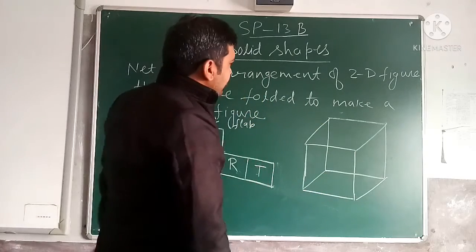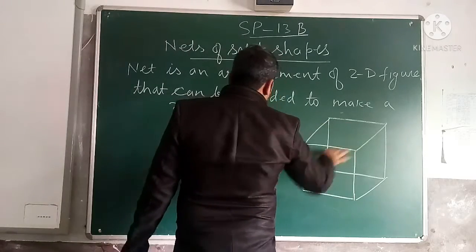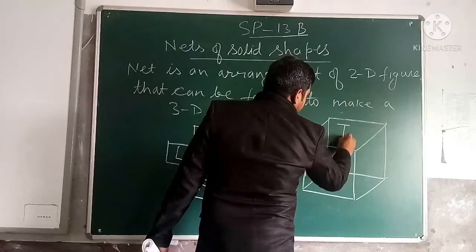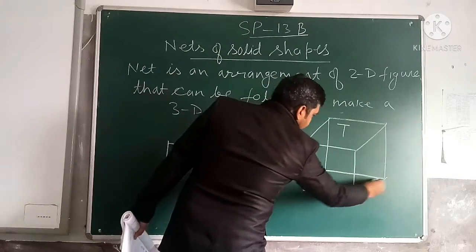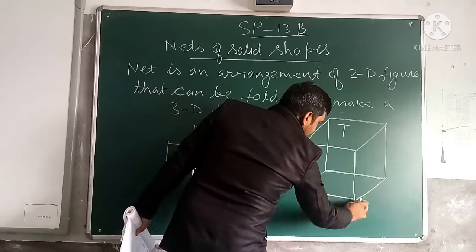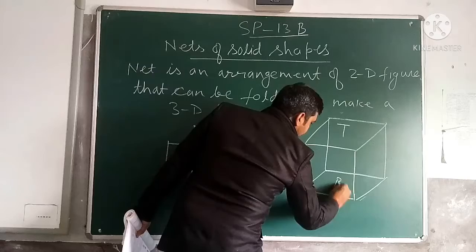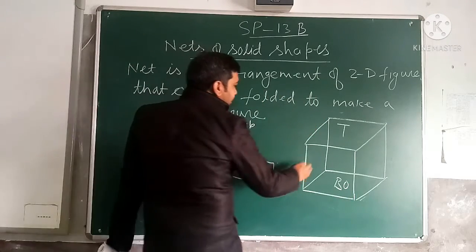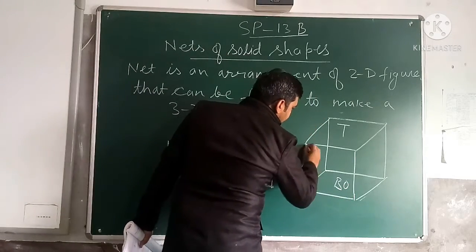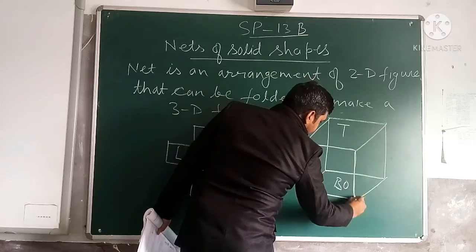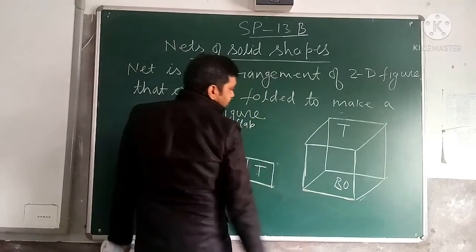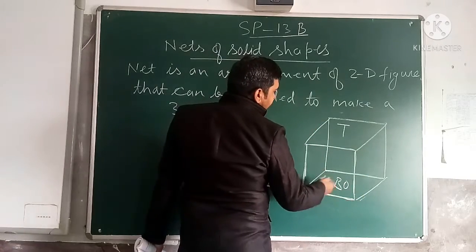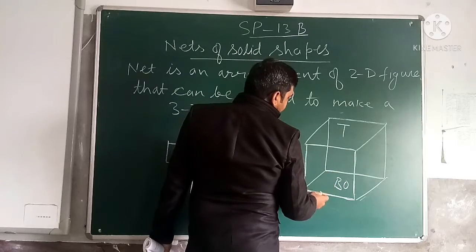See here. That is called the top face. This is the top face. And this face you are seeing is the bottom face. This one is the front face. This much face is the front face, so you can write this as the front face.